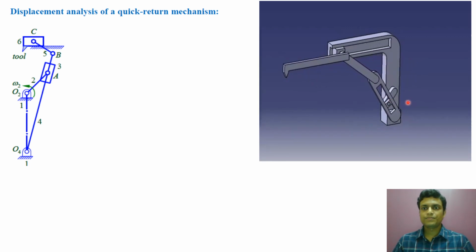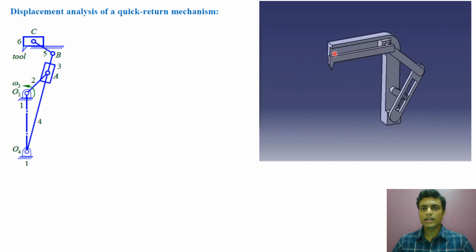Now say the forward stroke is from right to left position, this is slower, and the return is from left to right, that is faster. See here, this is the forward stroke, now the return stroke, it is faster. So the return speed is more than the forward stroke, or the return time is less than the forward time.